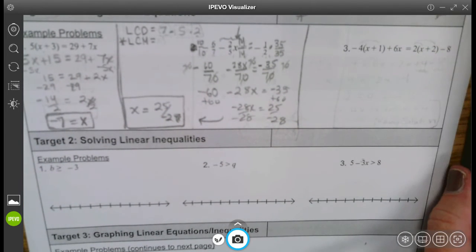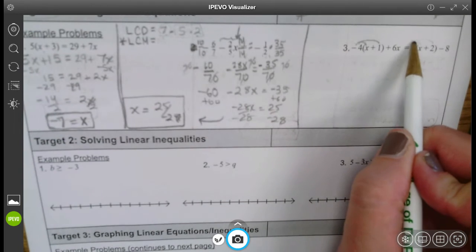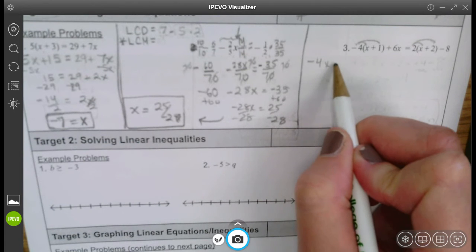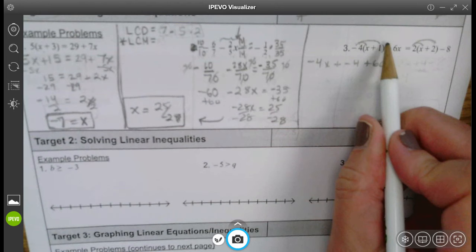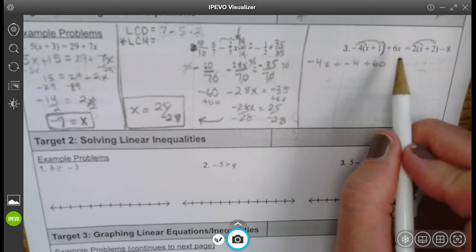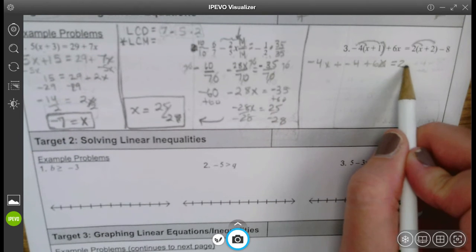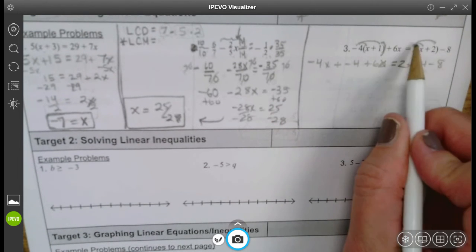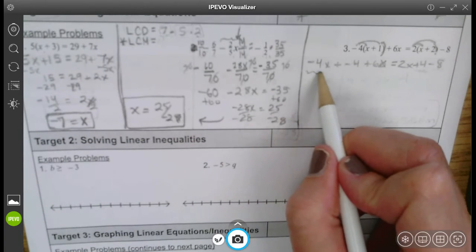All right, the last one here is just kind of like the first, but it's got an extra set of distribution. So negative 4x plus negative 4 plus 6x. We don't take it to the 6 because the parentheses is like a stopping point. I'm sorry, that's 6x. And then 2x plus 4 minus 8. Again, we don't use the 8 because that parentheses is a stopping point. It's like a wall.